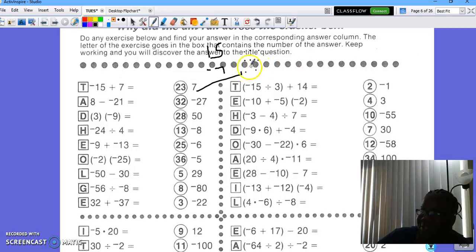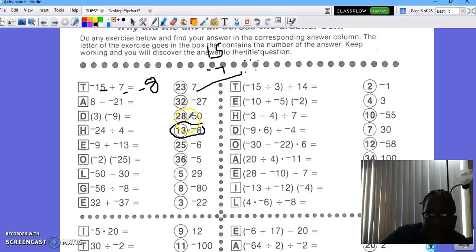So remember, instead of using fingers, I like to use dots. How many dots did I make? 1, 2, 3, 4, 5, 6, 7, 8. So I know my answer here is 8. And remember, we're going to keep the sign of the higher digit. What's higher, a 15 or a 7? The 15. So keep the sign of the 15. Answer here is negative 8. Negative 8 is right here.